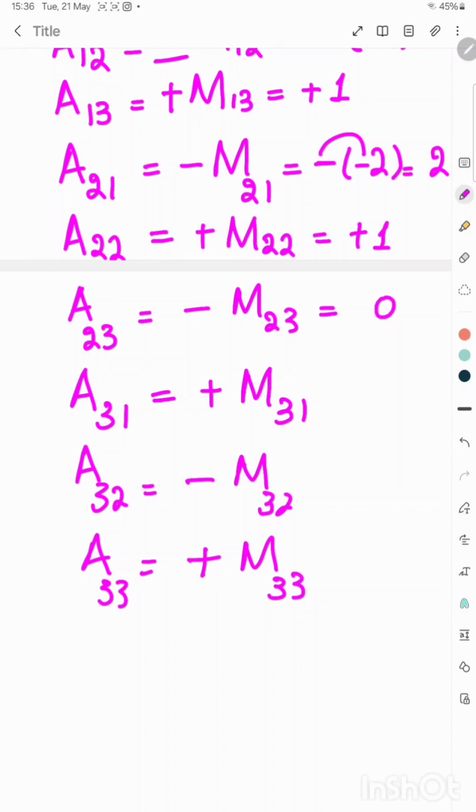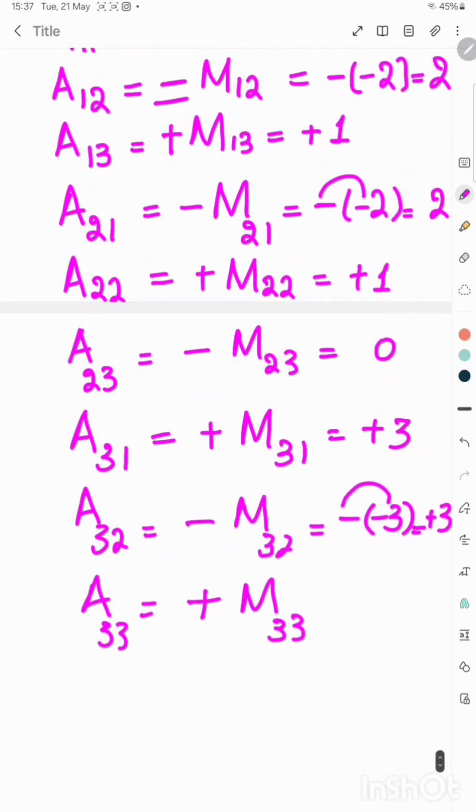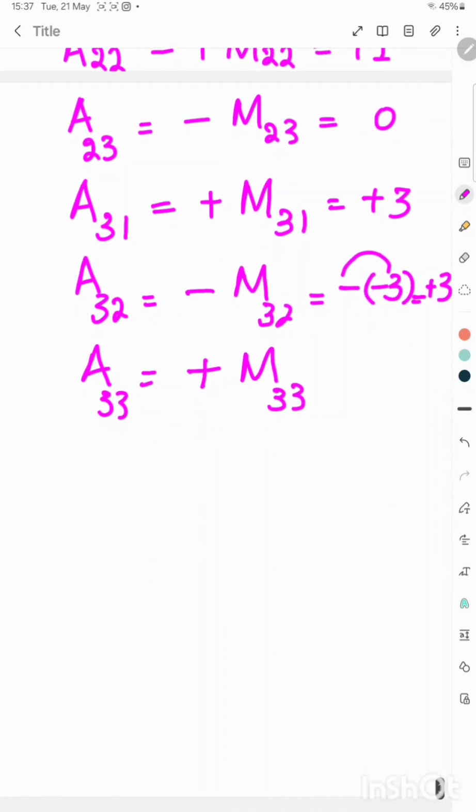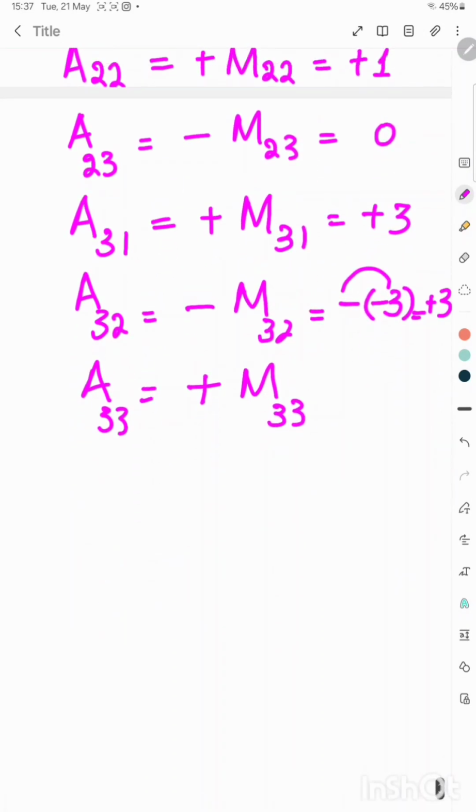Again, the minor m31 was equal to plus 3, so here it will be equal to plus 3. Minor m32 was equal to minus 3. So here is the negative sign of the formula and minus 3, so it will become minus into minus, plus 3. And the last minor m33 was equal to plus 1, so I will write here plus 1.